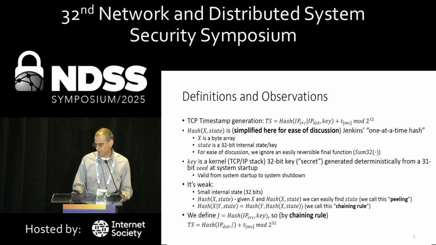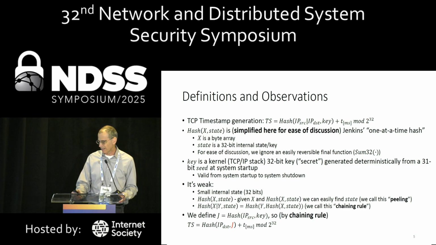And if we know the hash of X and state, and we know X, then we can easily find what the initial state is. We call this process peeling. If we have a hash of X concatenated with Y, it's the same as the hash of Y with the state being the hash of X and the original state. We call this the chaining rule.